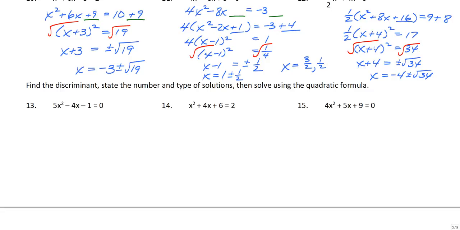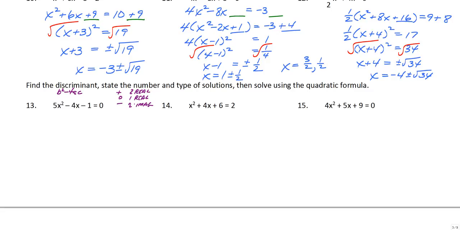Finally, the last set of problems covered multiple topics in one. So remember, you have the big old square root of b squared minus 4ac as part of your quadratic formula. But the first thing we're going to do is find the discriminant, because the discriminant is just what's inside that radical. So remember, the discriminant all by itself is b squared minus 4ac. And remember the number and type of solutions. If your discriminant is positive, you have 2 real. If it's 0, you have 1 real. And if it's negative, you have 2 imaginary.